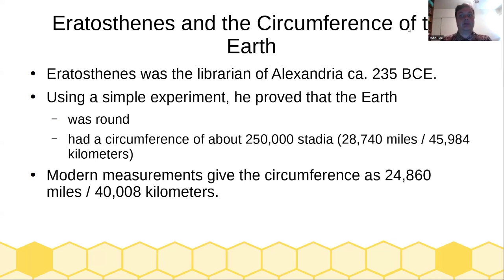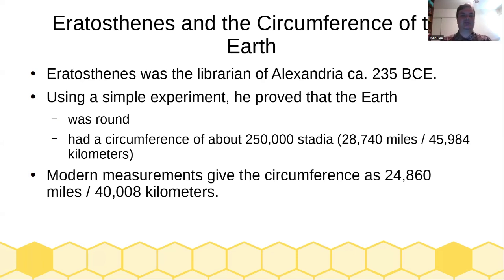Before I end, I want to go over an experiment from 235 BCE or around then, which, while it didn't use the scientific method, is a good example of scientific thinking and proves my point that there was scientific thinking and there were people trying to understand the universe for as long as people have been people.